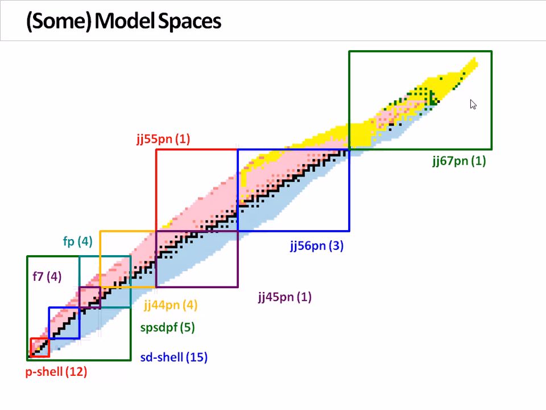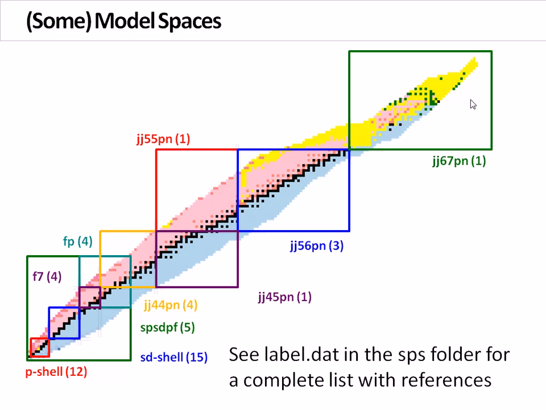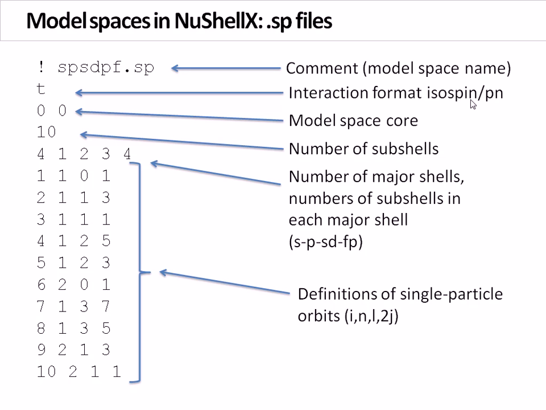So there are lots of different model spaces, and there's this file label.dat that you'll see in the tutorial that contains a list of everything that's available for doing calculations. So what does a model space file actually look like? So this is the model space file for this SPS DPF. So this covers everything from nothing, 0 effectively, right up to the top of the FP shell.